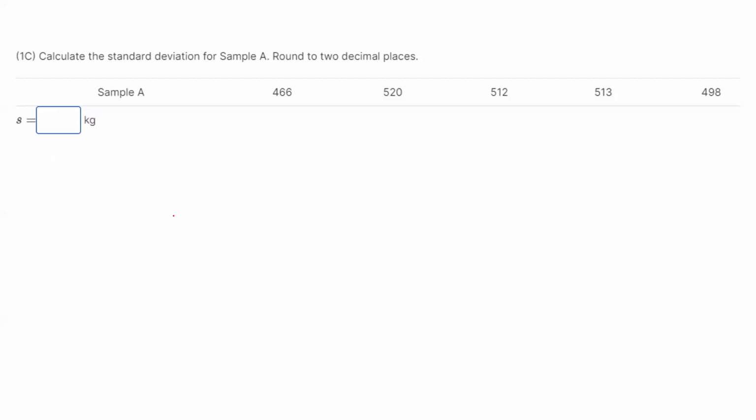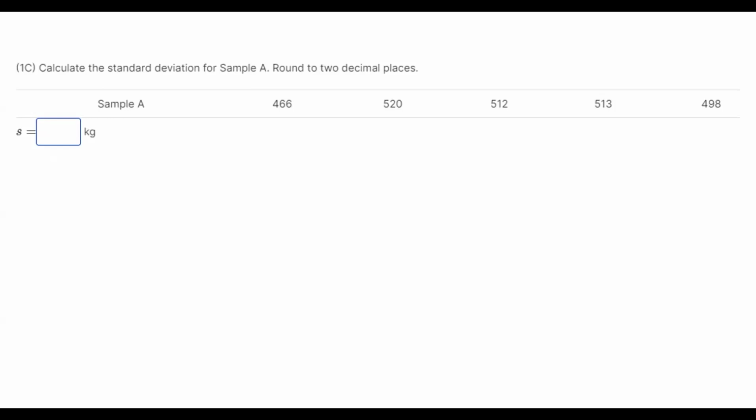Take a look at this sample. Question says, calculate the standard deviation for sample A, round to 2 decimal places. So let's take a look at our calculator, everybody. Let me share the screen with you and show you how to do the computation.